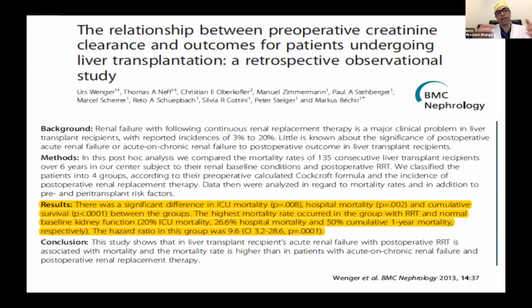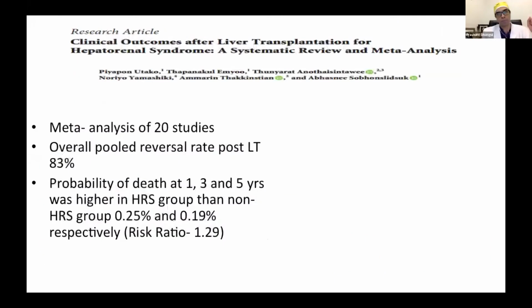And why is it important? As I said in the beginning, if you look at patients who have normal baseline kidney function versus those who have bad renal function at the time of transplantation, there's a significant difference. In this particular study, it was found that the ICU mortality, hospital mortality, and cumulative survival between the two groups, especially those who had renal replacement therapy prior to transplant, were much, much worse as compared to those with good baseline renal function. This is a meta-analysis of 20 studies.